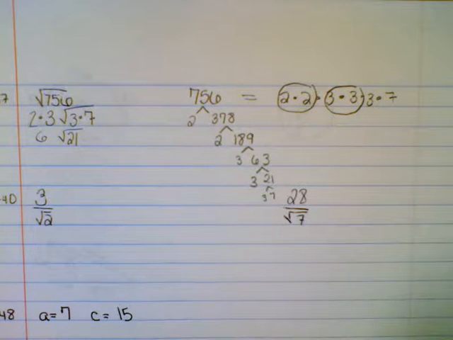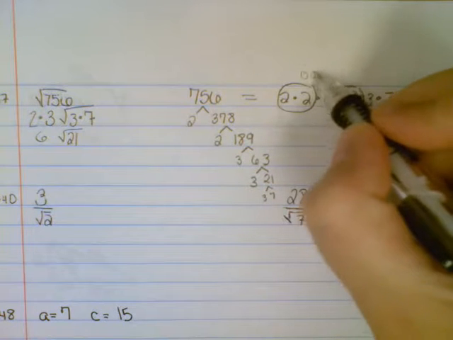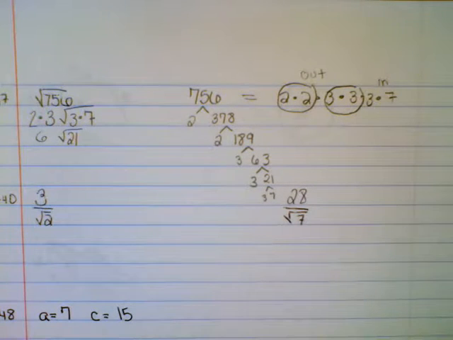And that is it. So the circled things go on the outside, and the things that don't have a partner go on the inside.